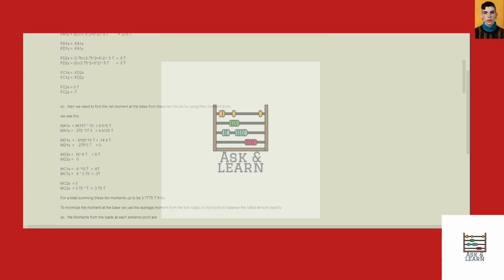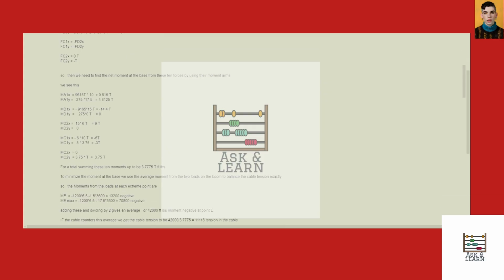So, last but not least, the cable going down to the ground: MC2X is going to be 0 moment, because there's no acting couple. And the moment MC2Y is 3.75 T times a moment arm. So for a total, summing these 10 moments up, you get 3.7775 T foot-pounds of tension moment, positive about the base.